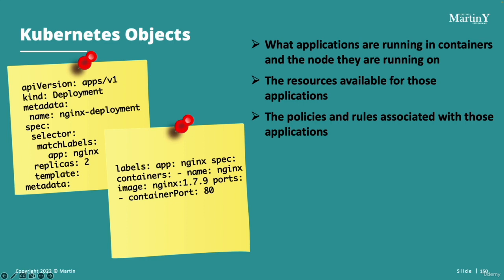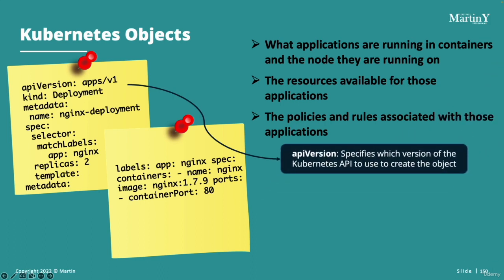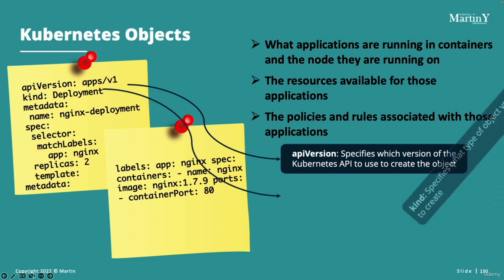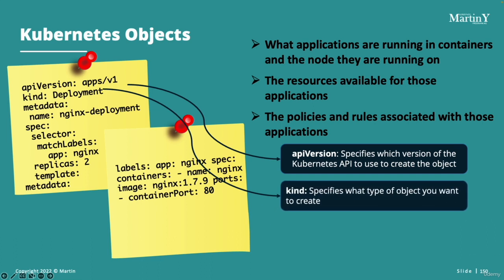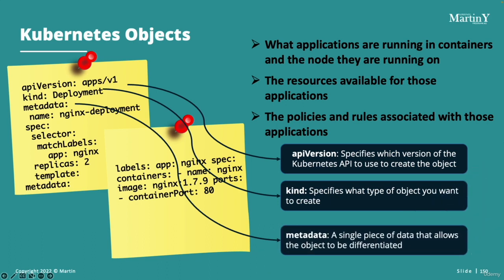There are actually three main fields that I want you to pay attention to in the YAML file. Those are the API version, which specifies which version of the Kubernetes API we're using to create an object. Then it is the kind, and the kind means the type of object that we want to create. And finally, it is the metadata, which is a piece of data that allows an object to be differentiated by including strings of characters such as name, ID, and so on.